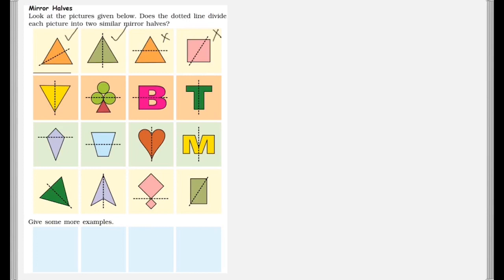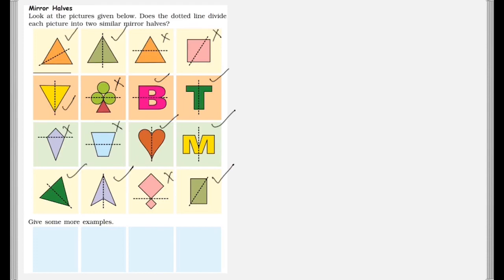You can use a mirror for this. Okay, in this also it is getting divided, not over here. It is getting divided over here. Similarly over here also, not over here, not over here. Yes, yes, yes. Okay, so in this manner you can try. Okay, and you can make some more examples of your own also.